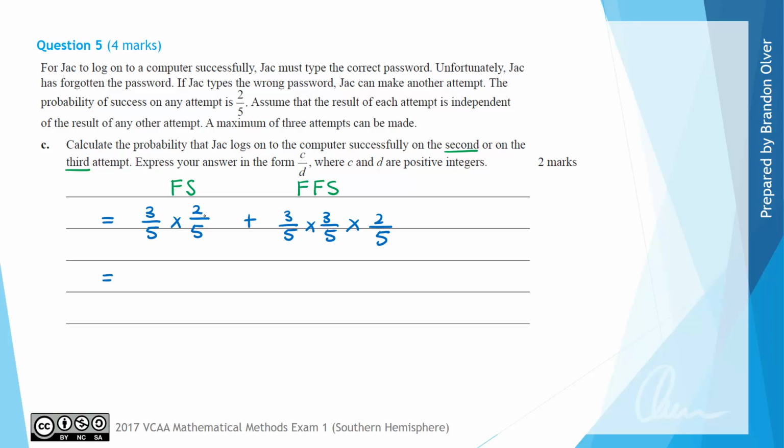So 3 times 2 is 6, on 5 times 5 is 25. And then we add to that 3 times 3 is 9, times 2 is 18, on 5 times 5 times 5 is 125. And then getting a common denominator, this is the same as 30 on 125 plus 18 on 125, and that just equals 48 on 125. So that is the answer to part C of this question.